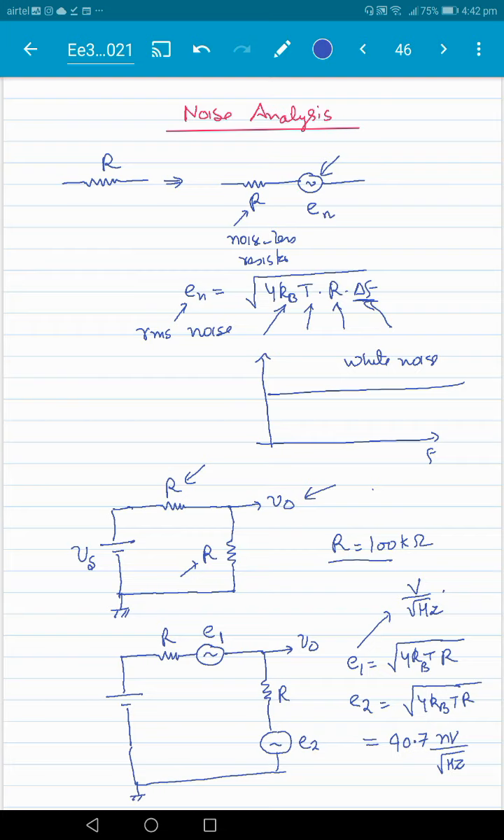And as we said, the final value of the noise will depend on the bandwidth, and we'll add a bandwidth by connecting a capacitor a little later on here. But right now, what is the net noise at the output here? Net noise at the output.